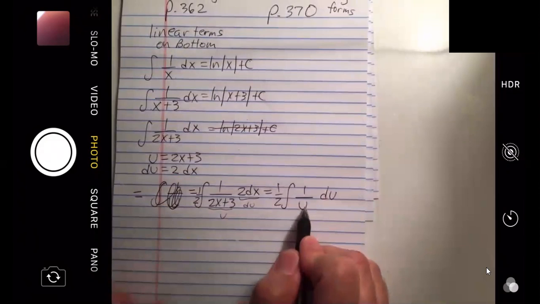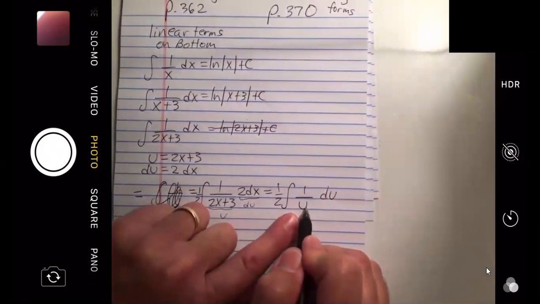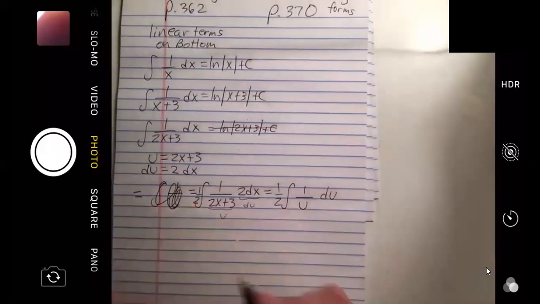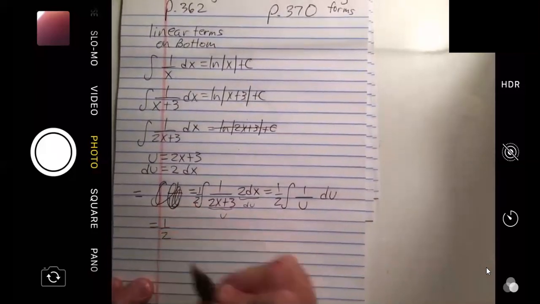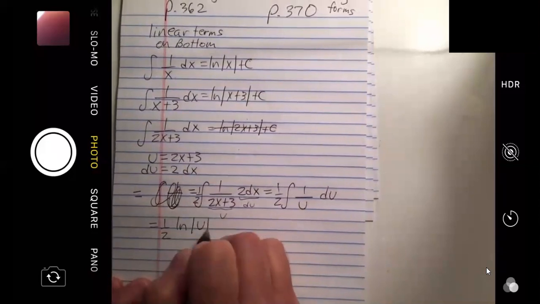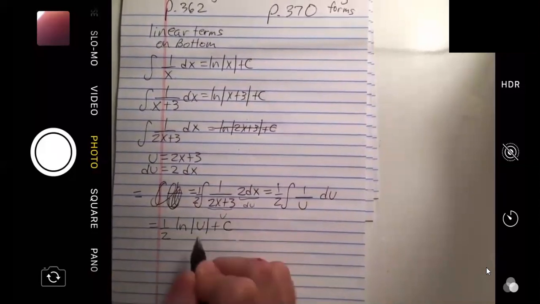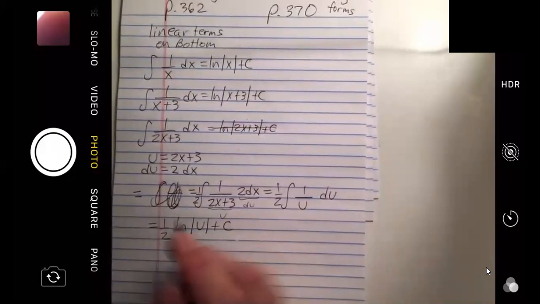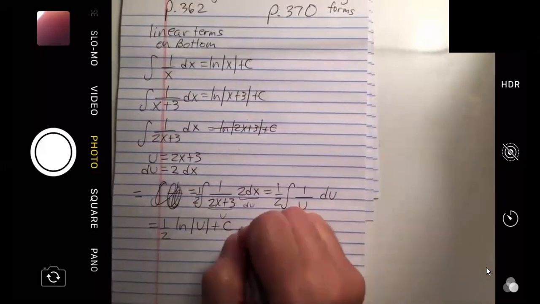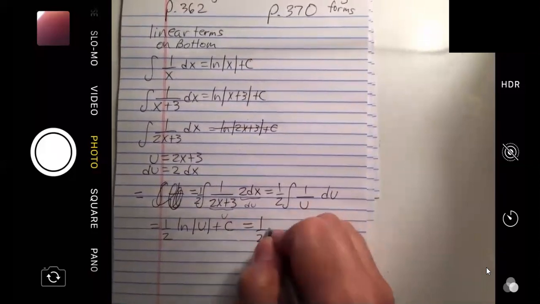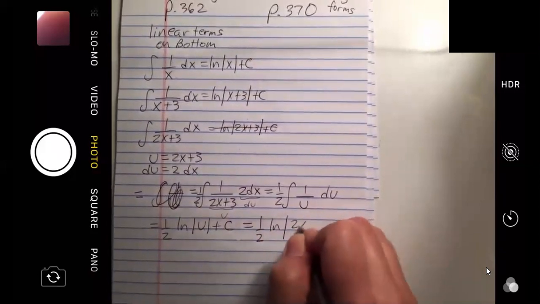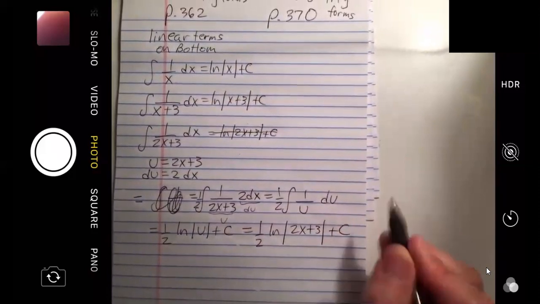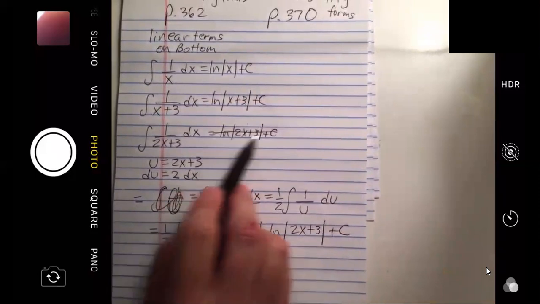And now you have your linear term on bottom, but in letter u. So you're following this form, but in letter u. Making 1/2 log of u. And you don't have to write the absolute value. It just means that your input has to be positive. You leave off the absolute value, I won't mark it wrong. And so that gives you a 1/2 log of 2x plus 3 plus c.